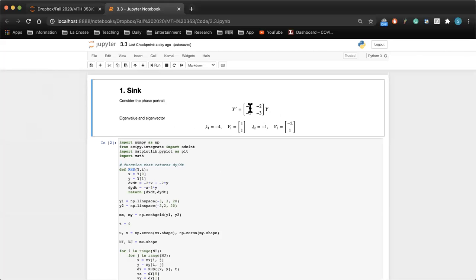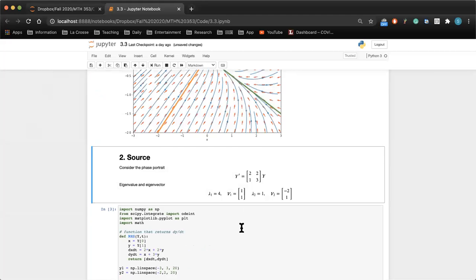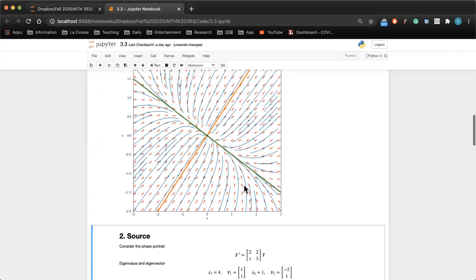Okay, so first system, we have -2, -2, -1, 3. I calculate the eigenvalues, -4 and -1, both less than 0, so we should have a sink. Okay, let's do it. The green line and the orange line will be the straight line solutions. Each of them goes to the middle, then everything else also goes to the middle. Okay, that's a sink.